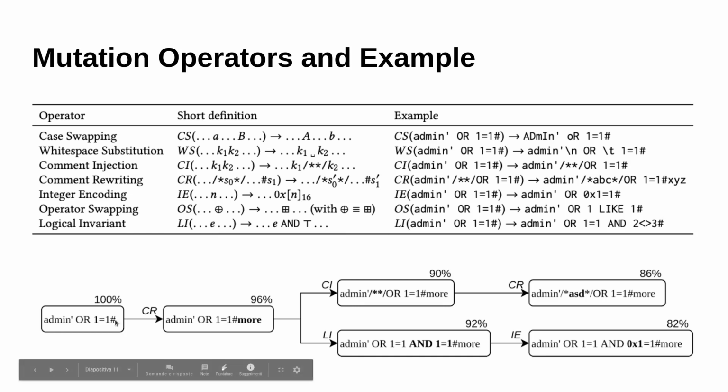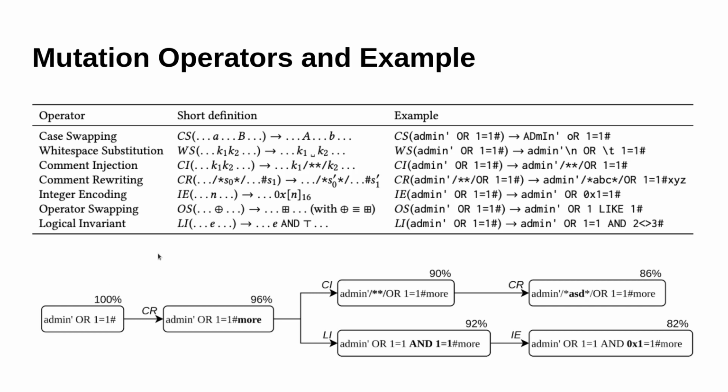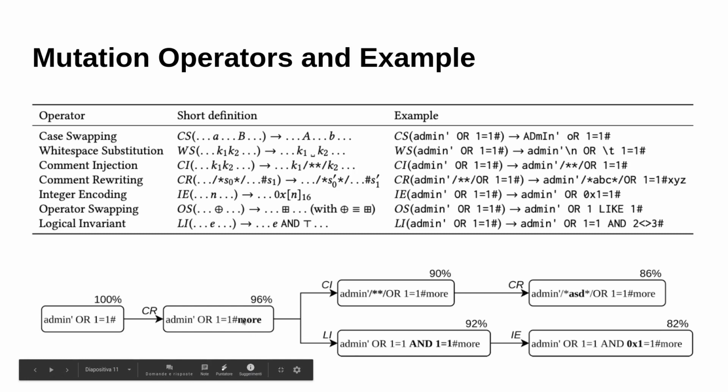So we start from our famous admin or 1 equals 1 payload, which is 100% sure it is malicious. Then we apply a simple mutation that adds, for instance, a comment, and the score decreases. Then we have a bunch of other choices, and we keep going.